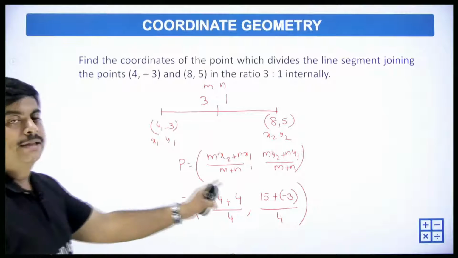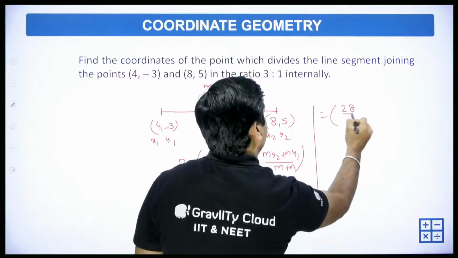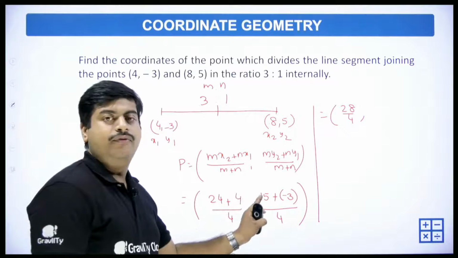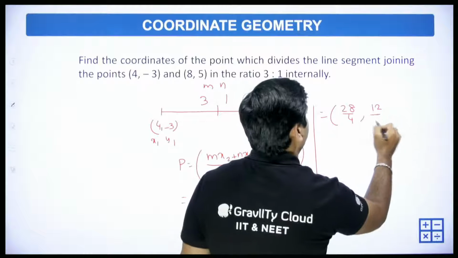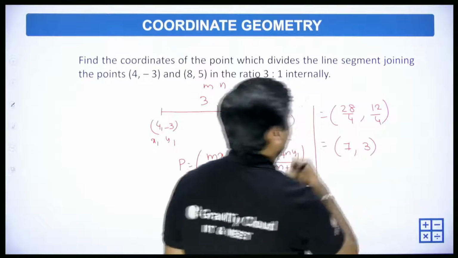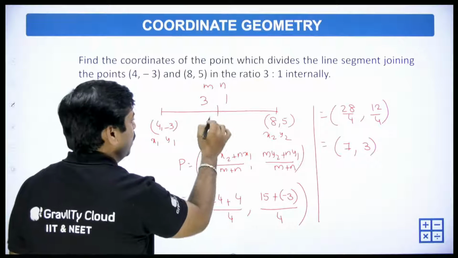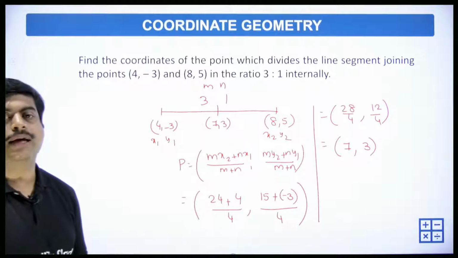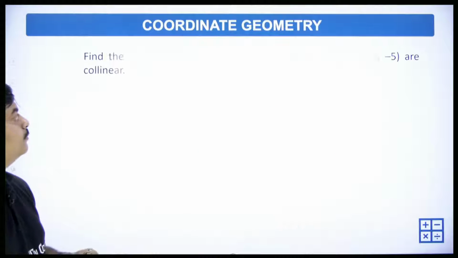So 24 plus 4 is 28, so that will give you 28 by 4, comma 15 minus 3 is 12 by 4. So 28 by 4 is 7 and 12 by 4 is 3. So the point which divides the line segment in the ratio 3:1 is the point (7, 3), right? So moving ahead for the next question.